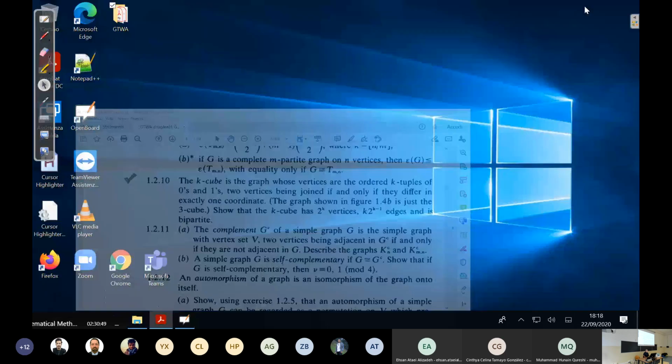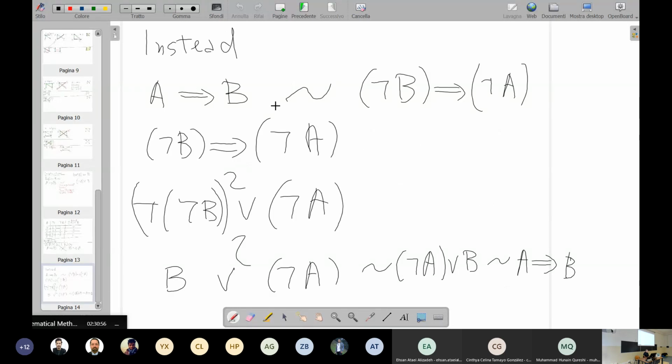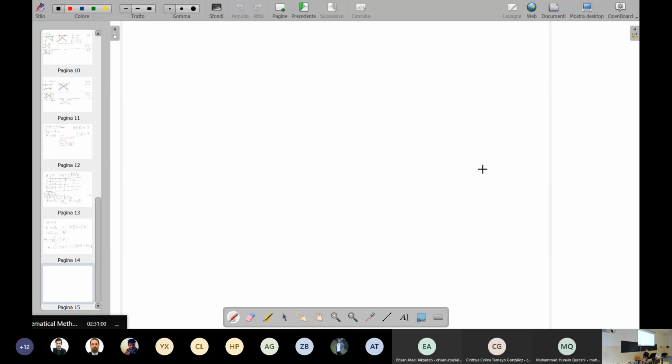So now, we can draw the one cube. One-tuples of zeros and ones. So here we have just 0, here we have just 1. Do they differ by one coordinate? They have just one coordinate. Is it the same in the two vertices? No, they differ by just one coordinate, the only coordinate they have. And so they are connected. Is this graph bipartite? Sure thing.